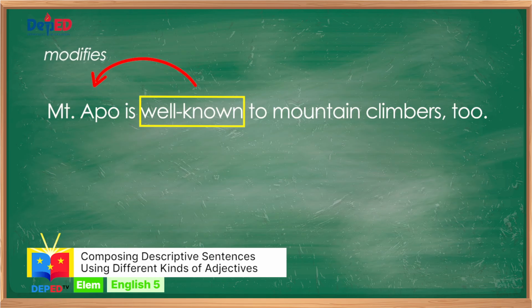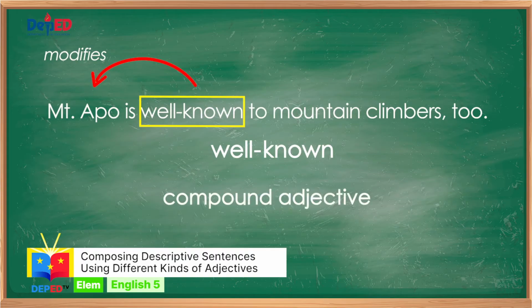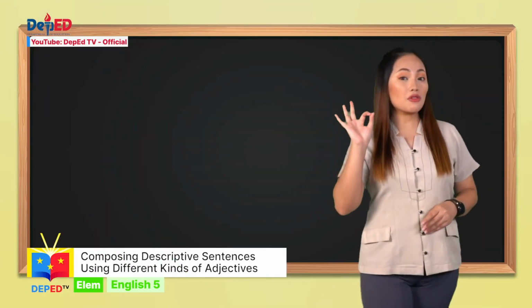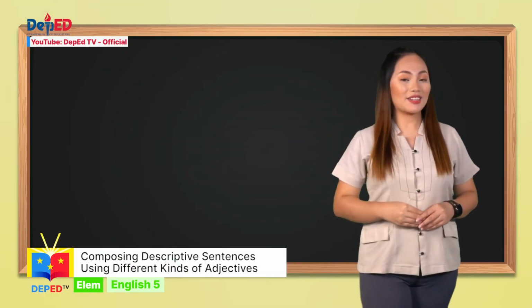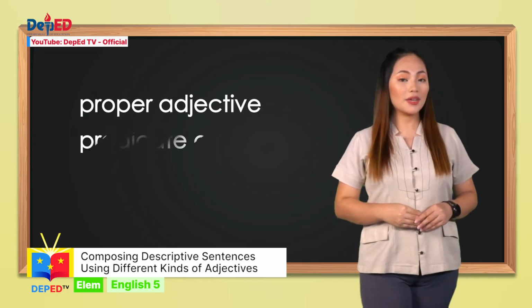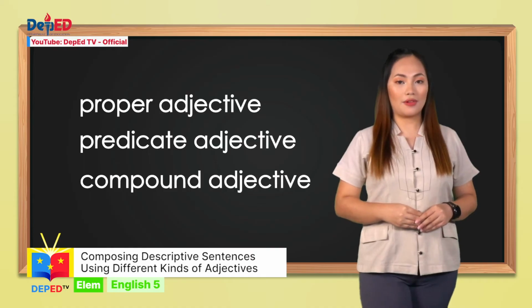Well-known is an adjective that is composed of two words, well and known, joined by a hyphen. This means that well-known is a compound adjective. A compound adjective can be used in the subject or predicate portion of the sentence. A compound adjective is an adjective made up of two words that modify the same noun. The three different adjectives that we discussed are the proper adjective, the predicate adjective, and the compound adjective.